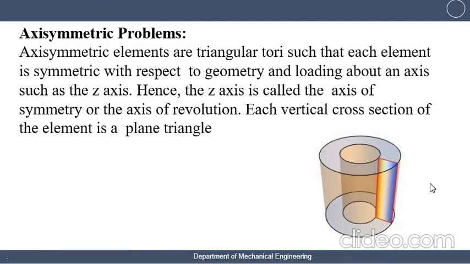Then the next one is axisymmetric problems. Axisymmetric elements are triangular such that each element is symmetric with respect to the geometry and loading about an axis, hence the z-axis is called the axis of symmetry or the axis of revolution. Each vertical cross section of the element is a plane triangle.